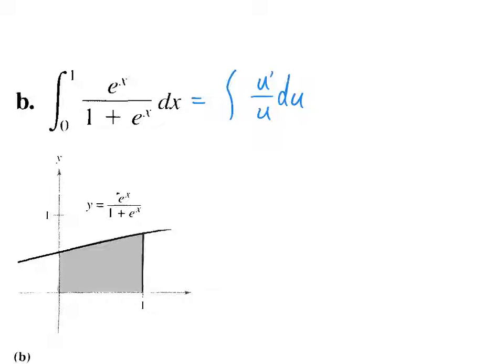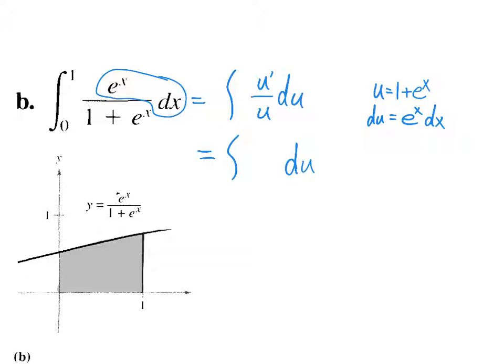Again, just in case you're not seeing that, u is 1 plus e to the x. du is e to the x dx. So this right here is the du. I think I'm a little redundant here, but we'll leave it. So we have now the integral, if that's du, I have the integral of 1 over u, du.